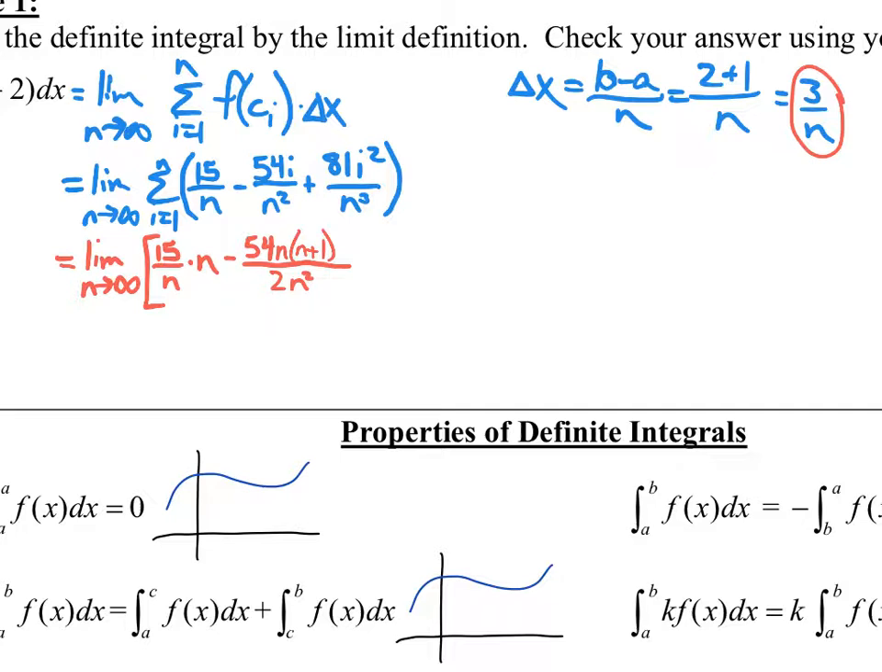Okay? The last one, it's going to be plus 81, and that's going to be over n cubed. And here's the formula for the i squares: n times n plus 1 times 2n plus 1 all over 6. So at this point, we just need to simplify enough so that we can take the limit.